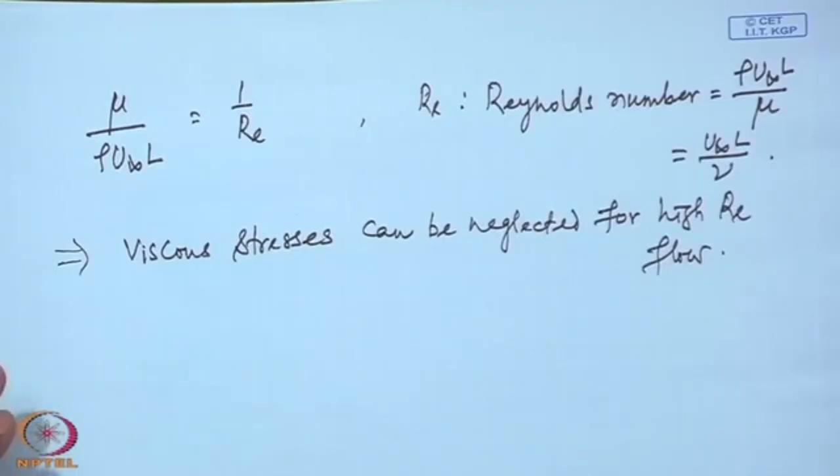So, when we say the flow is inviscid, that is what we will mean, that the Reynolds number is very large. That the Reynolds number is very large.